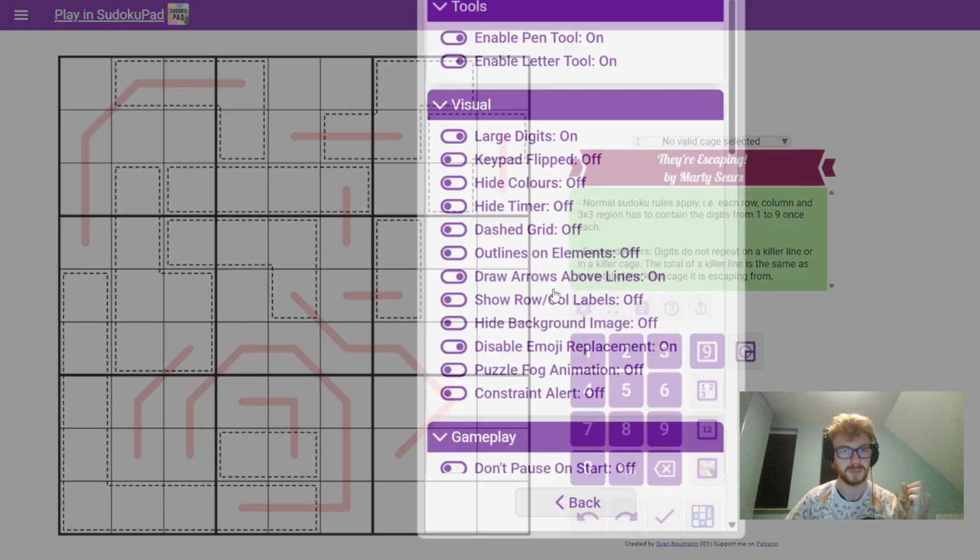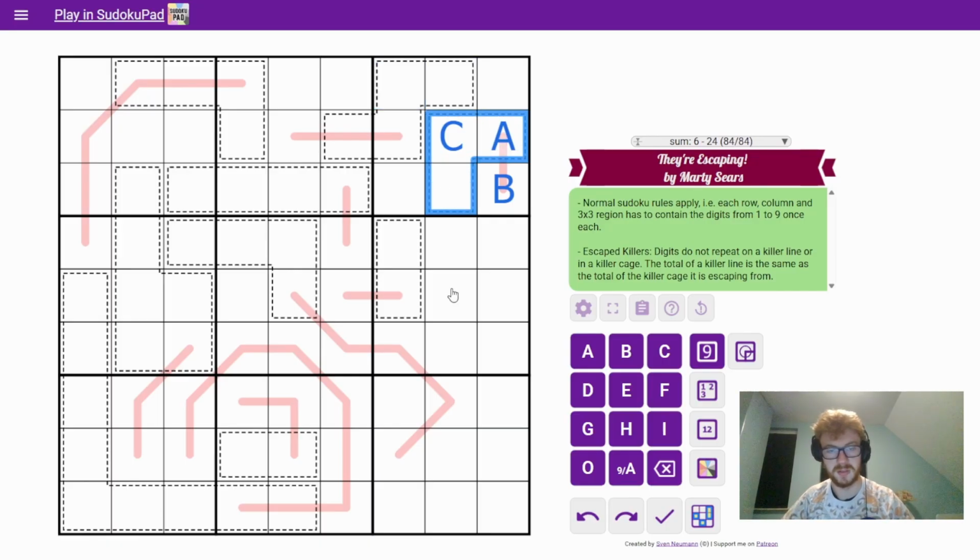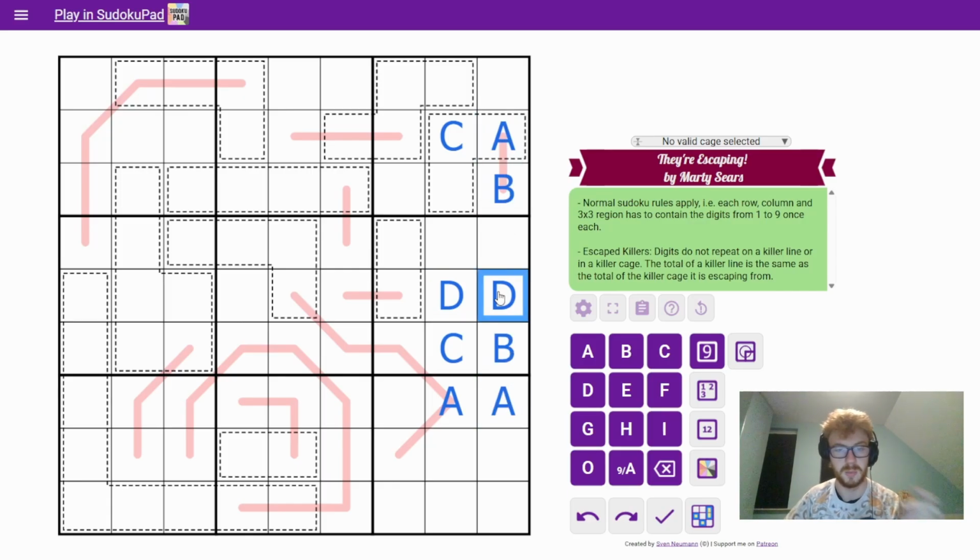So let's enable the ladder tool. Let's see if I can do it like this, okay. Let's pick this cage, right? If we call this A, this B, and this sum C, right? And the total sum of this cage is going to be D. The sum of the pink line is the same as the one of the killer cage, right? So that's also D. So then we're saying for the killer cage, it is A plus C equals D. And for this line, it is A plus B equals D.